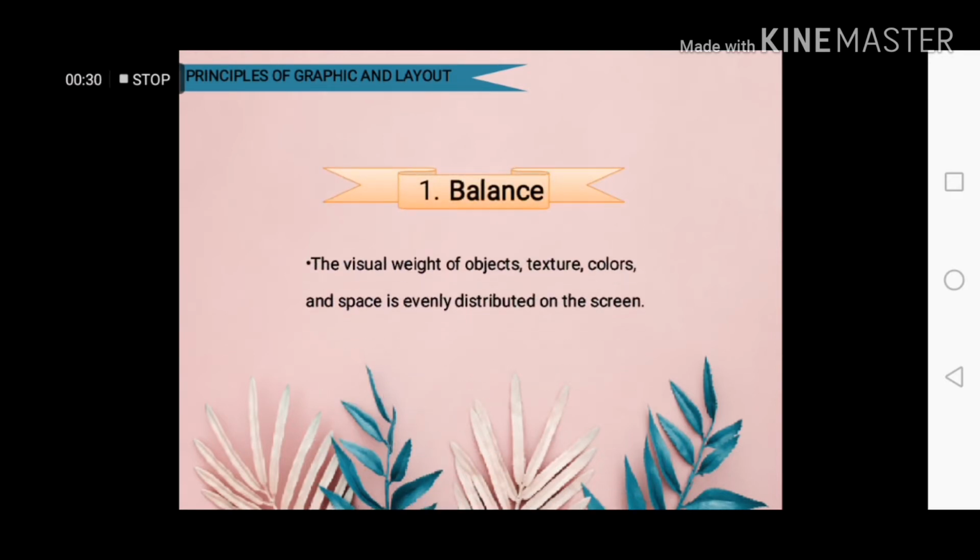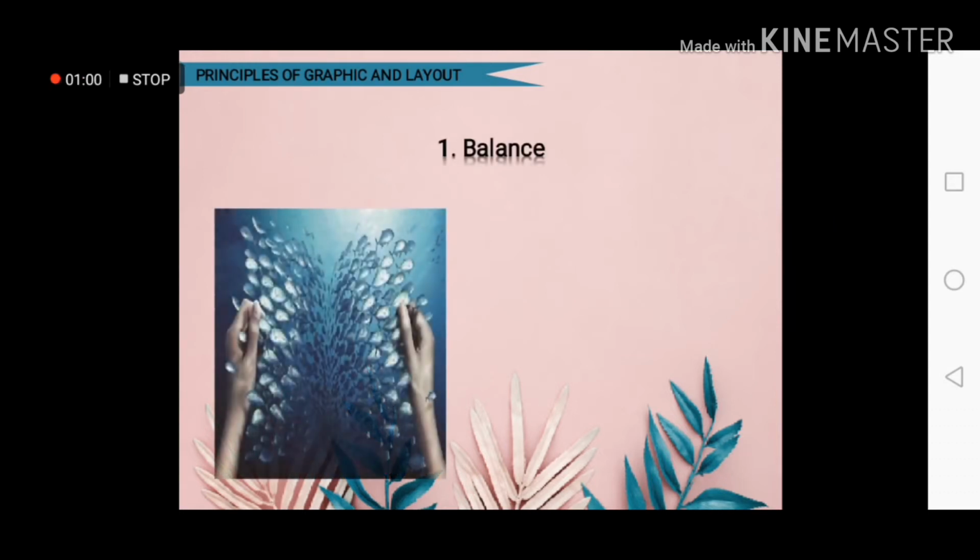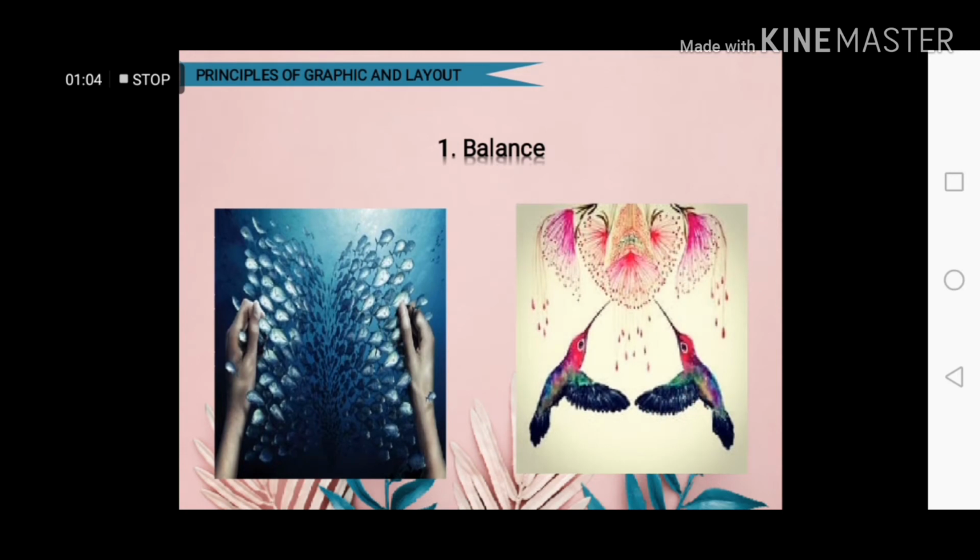Balance is the visual weight of objects, textures, colors, and space wherein they are evenly distributed on the screen. It has to do with what your eyes do when you look at a photo. If your eyes are too attracted to one part of the image, it tends to get stuck there, resulting in uneasy feelings. And here are examples of balance. So you can see here in the picture that the distribution of the design or the visuals is equal on both the left and right.